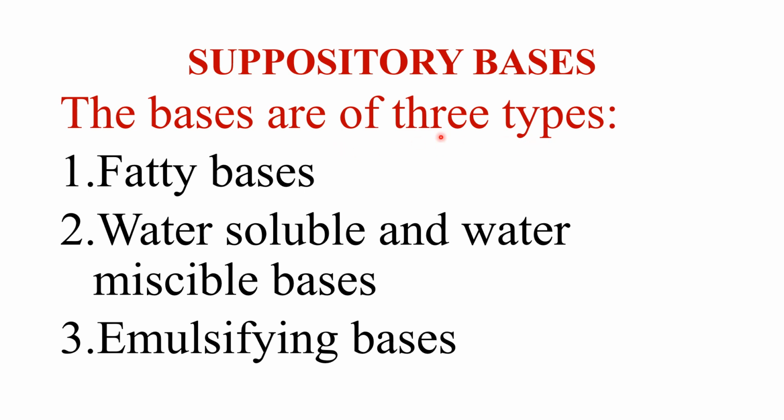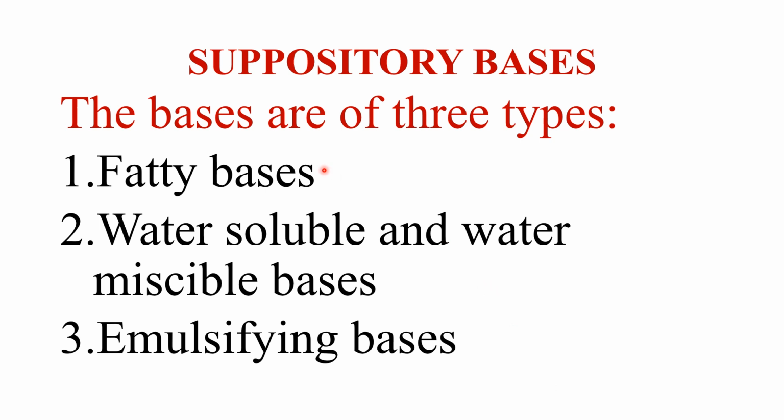How many types are there? Three types. These include number 1, fatty bases. Number 2, water soluble and water miscible bases. Number 3, emulsifying bases. So first you need to remember suppository bases are of three types: fatty bases, water soluble and water miscible bases, and emulsifying bases.